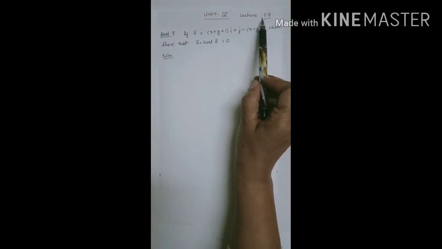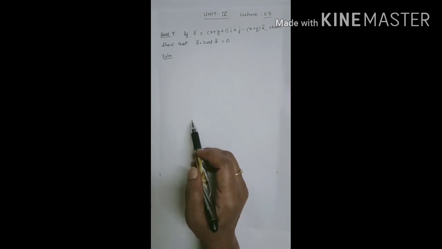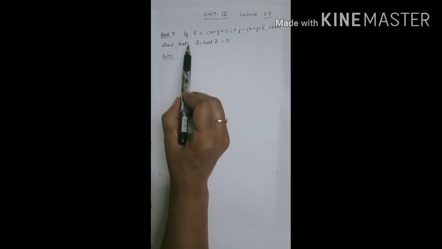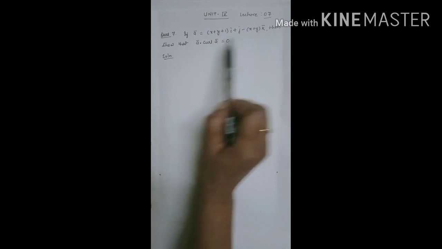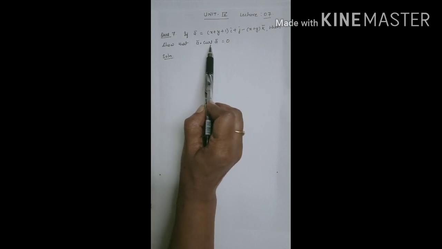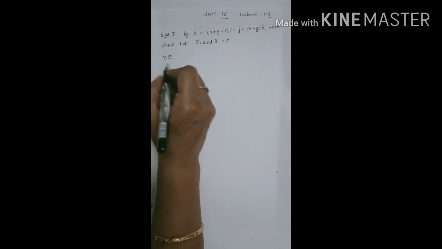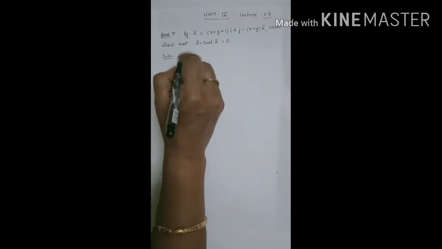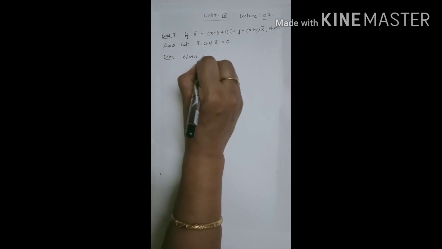So welcome to lecture 7 of unit 4, and let's see some more important problems. So in this problem, if vector A is this much, then you have to show that vector A dot curl of vector A equal to 0. So let's see how we are going to prove that. So what is given to you?